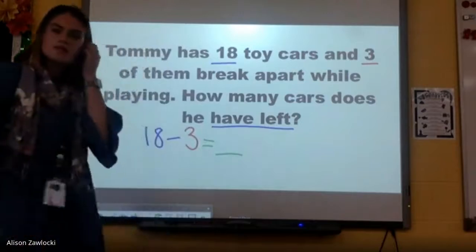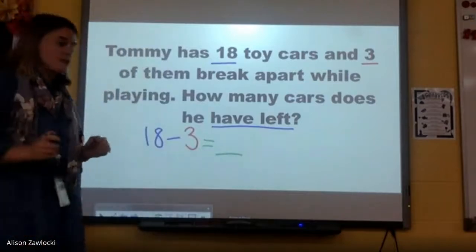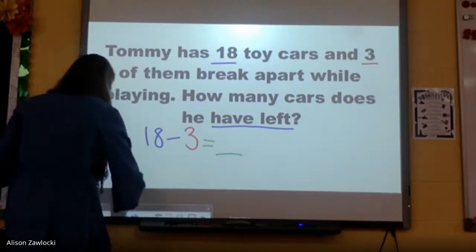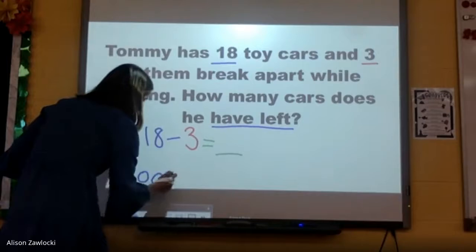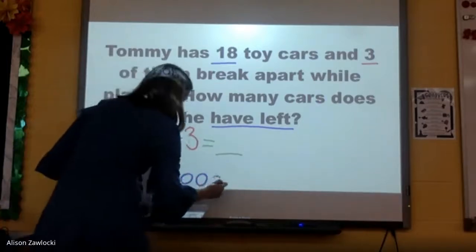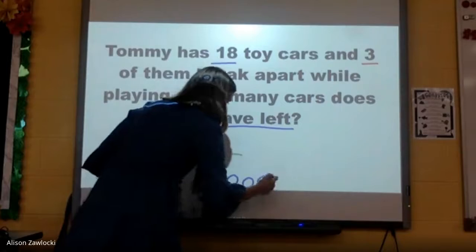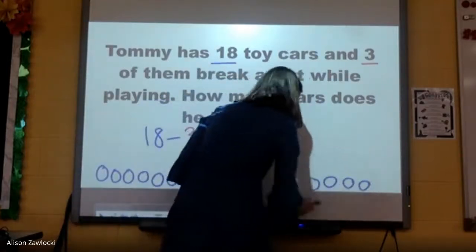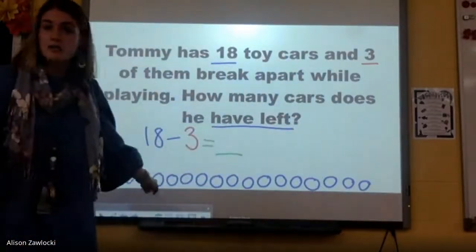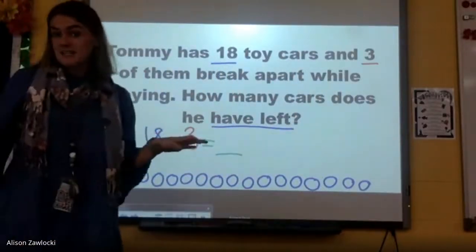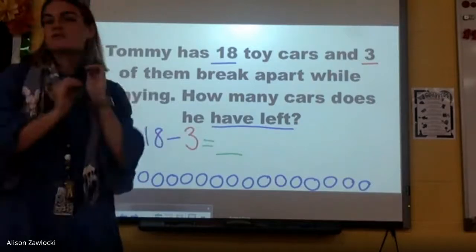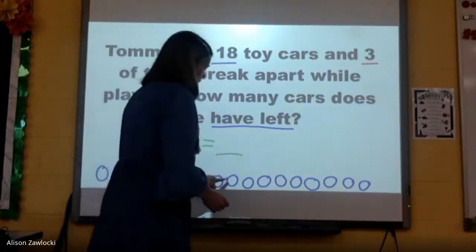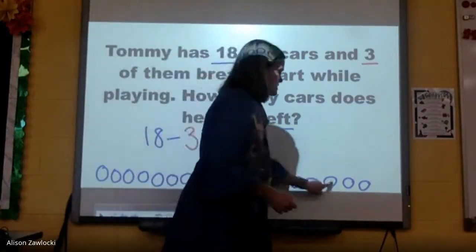So the first thing I'm going to do is draw a picture to show my work. Let's start by drawing 18 circles. 1, 2, 3, 4, 5, 6, 7, 8, 9, 10, 11, 12, 13, 14, 15, 16, 17, 18. I'm going to go back and double check that I drew 18 circles, because if I drew a different number, my answer will be incorrect.